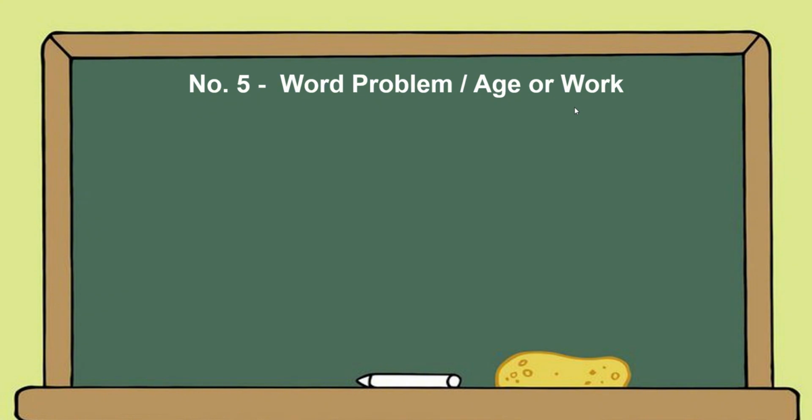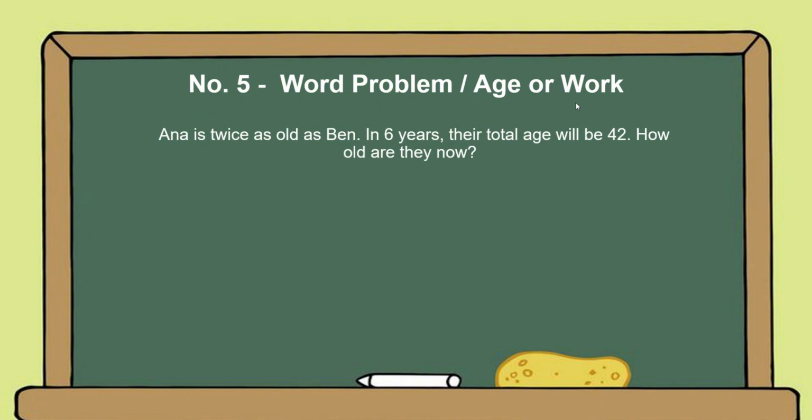To solve them, you must translate the words into algebraic equations and set up relationships between variables like current ages, future ages, or the time and rate of work. Example of this math problem: Anna is twice as old as Ben. In 6 years, their total age will be 42. How old are they now?